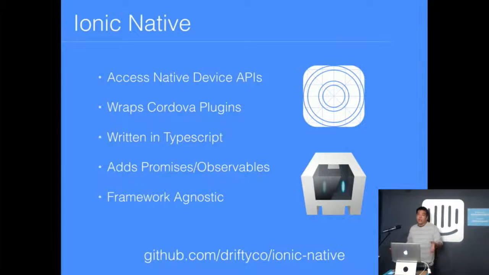So for anyone who's done Cordova development before, you know that many Cordova plugins were actually written quite some time ago in a lot of cases, and so many of them are still just implementing a standard callback pattern, right? So one of the nice things about Ionic Native is it helps bring a lot of those plugins up to the modern day of JavaScript development by adding promise and observable support for us. And also framework agnostic. It's called Ionic Native. You don't have to use it in an Ionic project. You can use it in any TypeScript project.